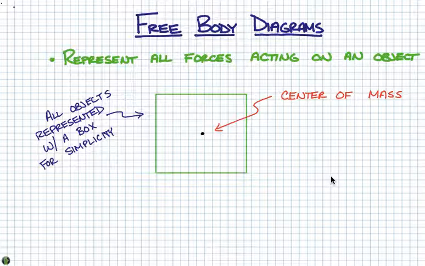So all of our forces will act at the center of mass. Every force we draw on a free body diagram must come from the very center of the object. It's essentially, conceptually, where all force acts on an object.